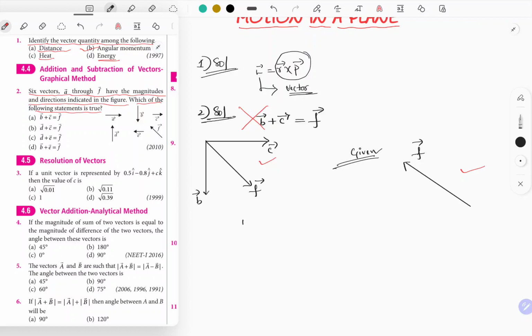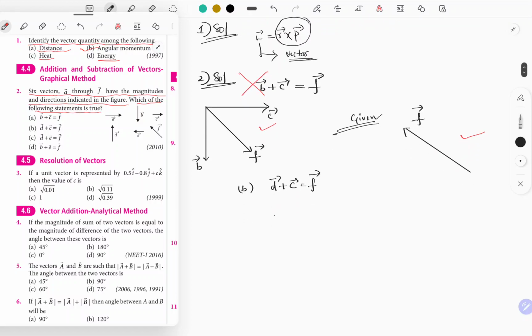Let's see the second option, option B. They have given D bar plus C bar is equal to F bar. Okay, let me check. The D bar direction is upward. Sorry, this is the direction of D bar. What about the C bar direction? The C bar direction is towards right. And the F bar direction must be the resultant of these two, that is, D bar plus C bar must be like this. Is it following the original direction? No, it is not. So this is also a wrong answer.